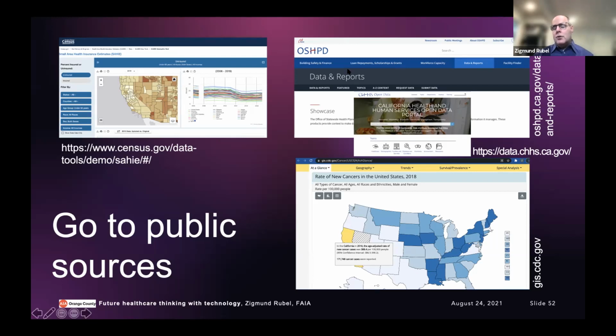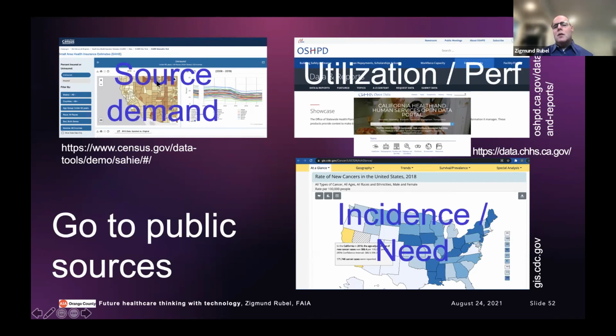The other two sites is the CDC. The CDC focuses on more ailments and not that are disease specific. And then of course the Census Bureau. So sources, the demand of the medical care would likely come from the Census Bureau. Utilization and performance is going to come from OSHPD and the California Health and Human Services. And the incidence and need will likely come from the Center of Disease Control.